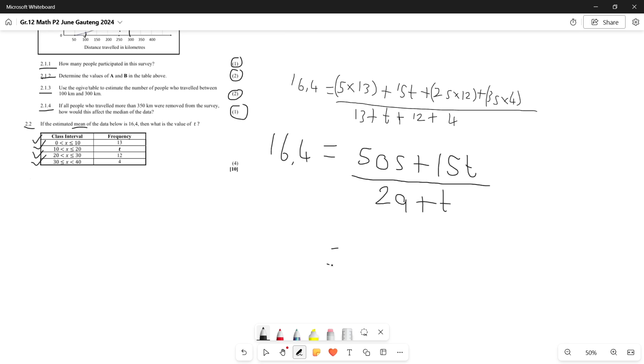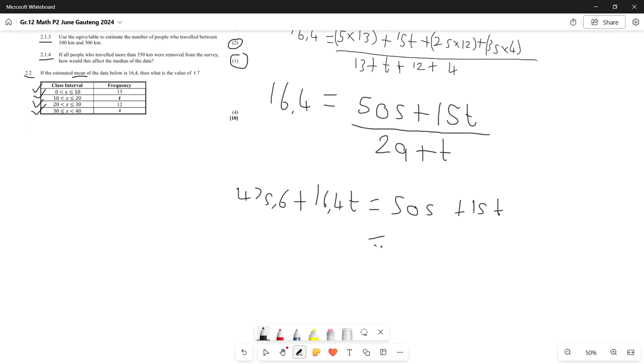Then we take our 29 plus t and multiply it by the 16,4. So 16,4 multiplied by 29 is 475,6 plus 16,4 multiplied by t is 16,4t. That still equals 505 plus 15t. Then we can take this 15t over to this side, so 16,4t minus 15t gives 1,4t. Then 505 minus 475,6 is 29,4. Last thing, we take the 1,4 over: 29,4 divided by 1,4, and our final answer for t is 21.